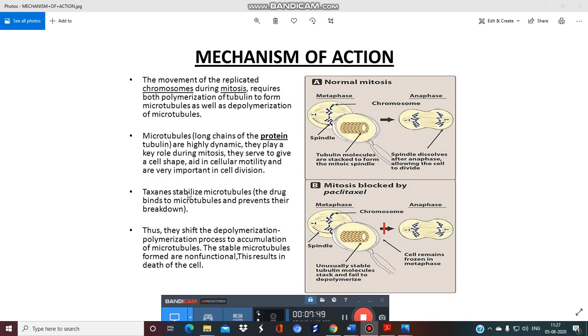What is happening? Taxanes, or Taxol, stabilize microtubules, because the drug binds to the microtubules and prevents their breakdown. Thus, they shift the depolymerization or polymerization process to the accumulation of microtubules. Due to this, microtubule formation is much enhanced, which ultimately leads to disruption in the cell cycle pathway and leads to cell death.